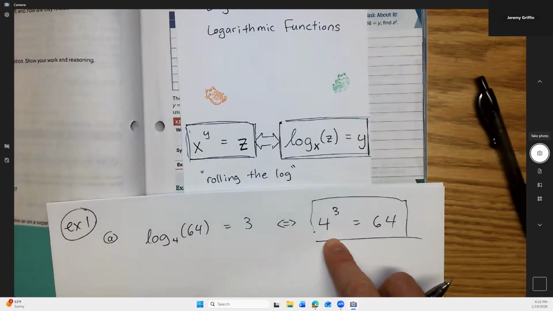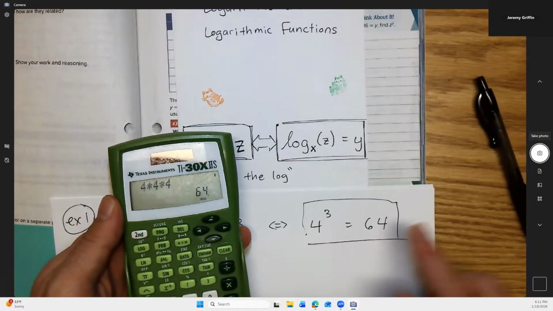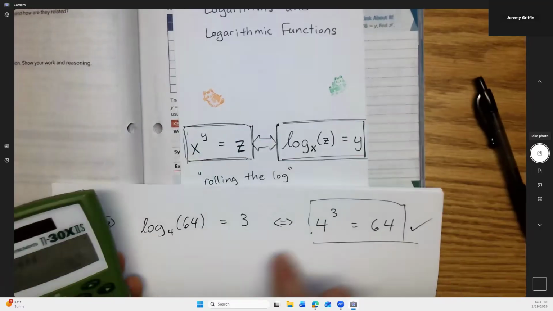See, 4 to the power 3, that's 4 times 4 times 4, isn't it? 4 by 4 by 4. Is that 64? Oh, yeah, it totally is. Bing, it worked out. One thing's a little weird about this.